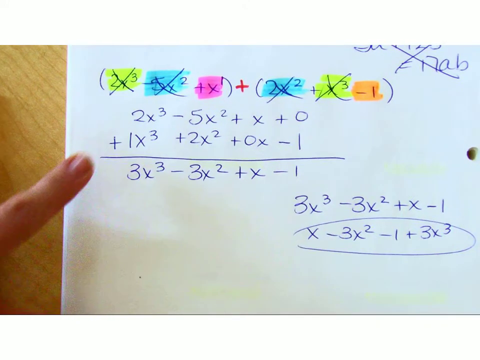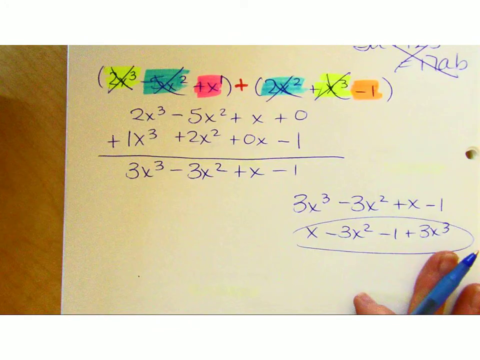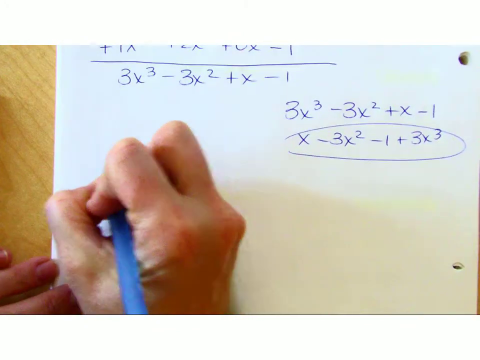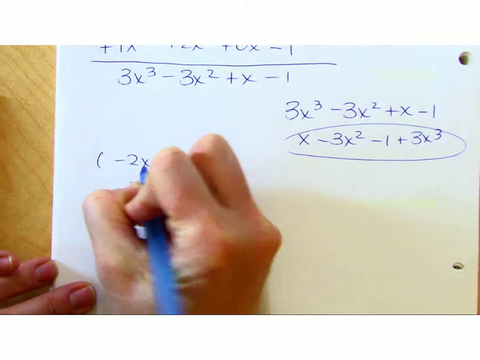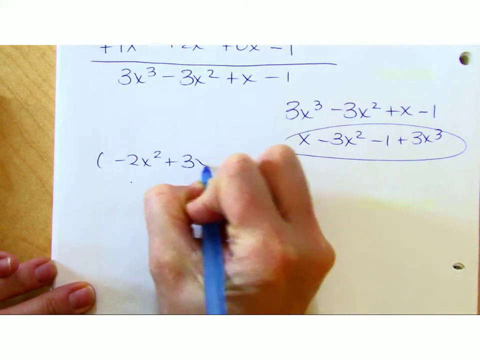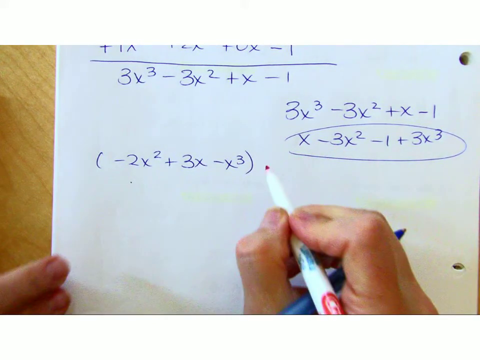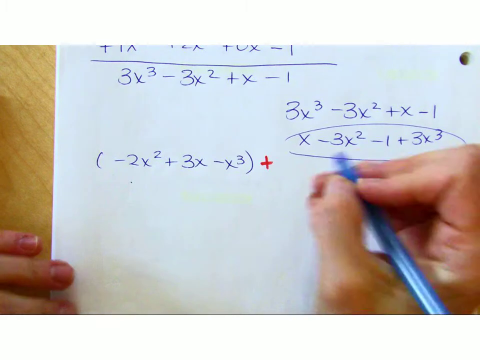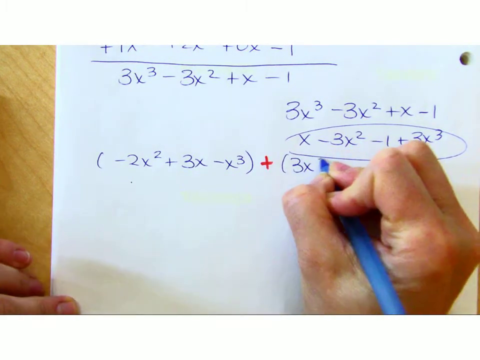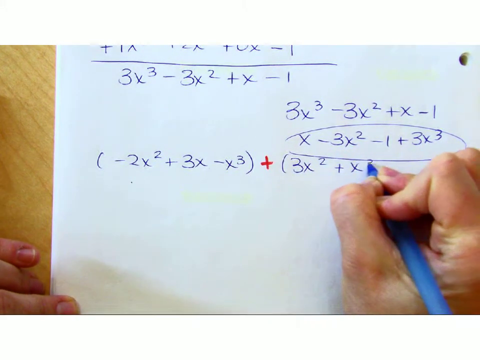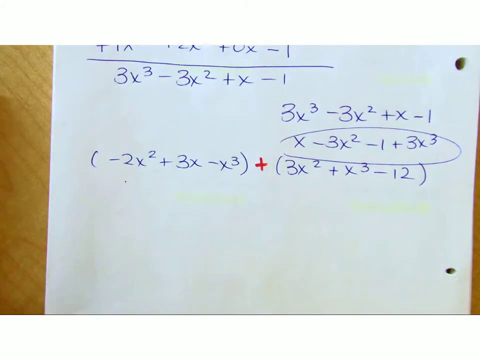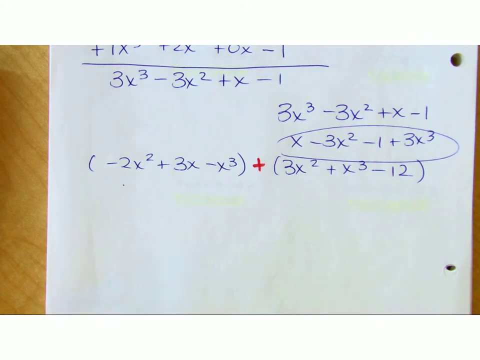All right, I want you to try this one on your own now. Ready? Go for it. You're going to take -2x squared plus 3x minus x to the third, and I'd like you to add this trinomial to it: 3x squared plus x to the third minus 12. Use whatever method you want. Line it up, just look at it, cross it off, highlight, whatever you want.